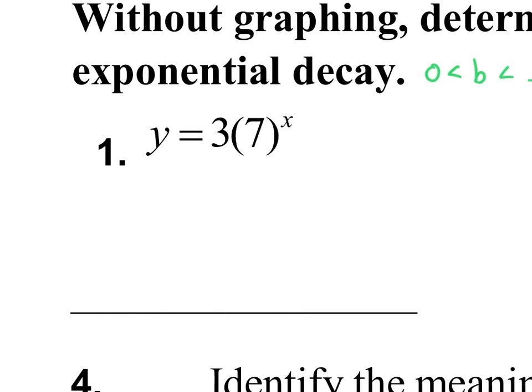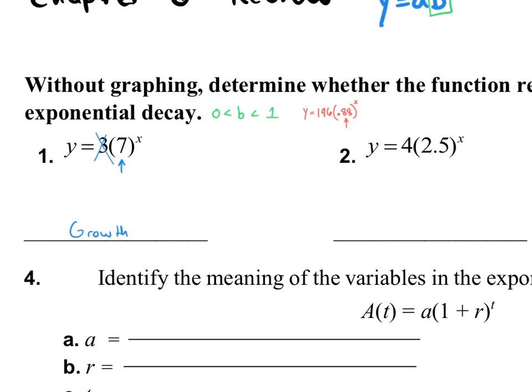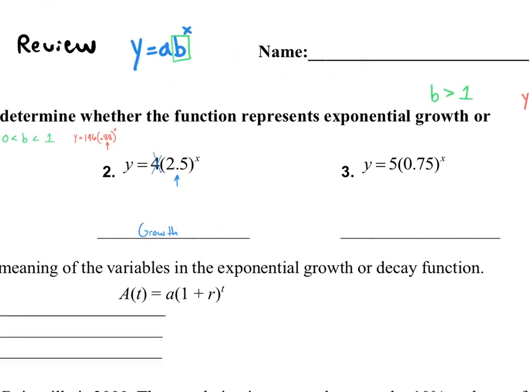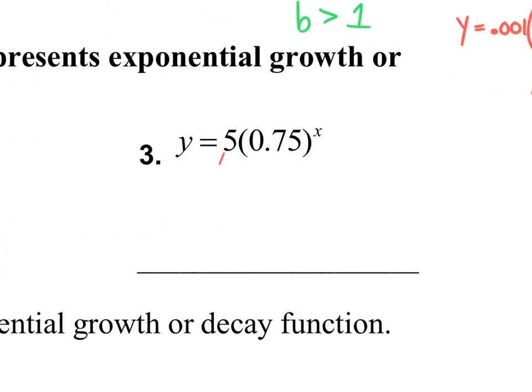So when we go through, it's all about the b value. We don't care what the a value is doing. 7 is greater than 1, so this is growth. On this one, we don't care about the a value. 2.5 is greater than 1, so it's growth. This one, remember, we don't care about the a value. 0.75 is in between 0 and 1, so this is decay.